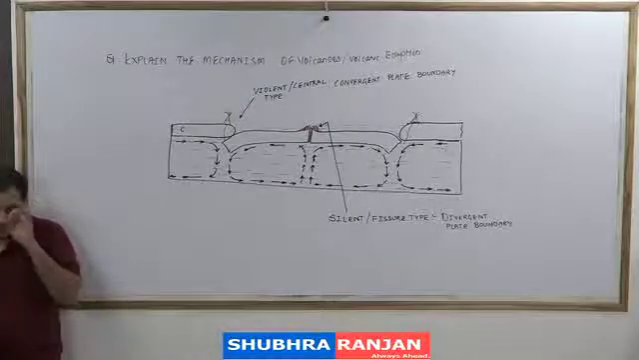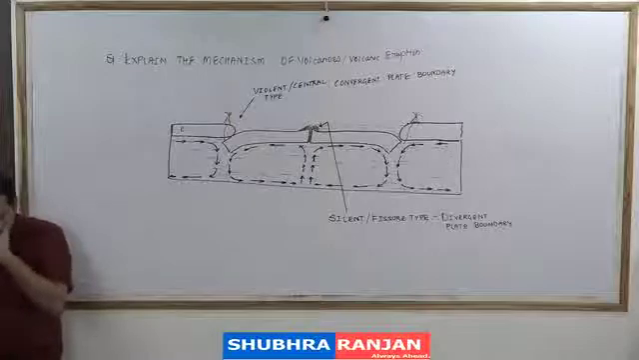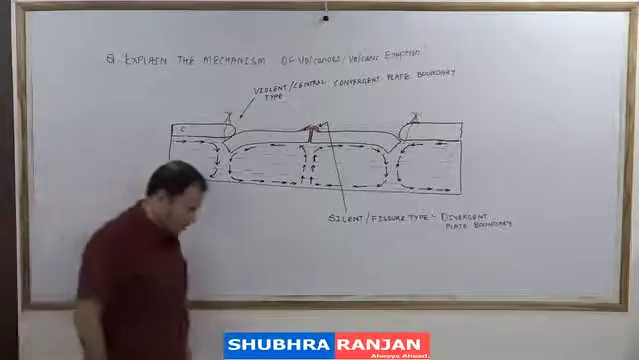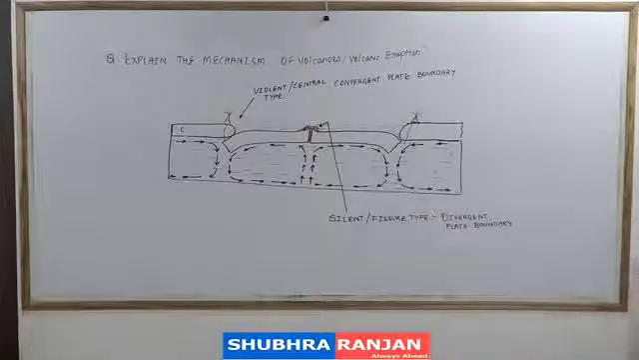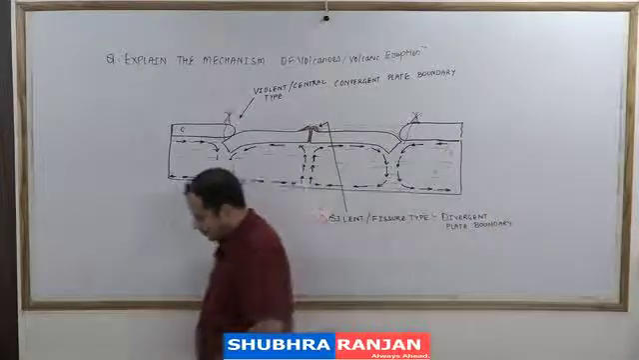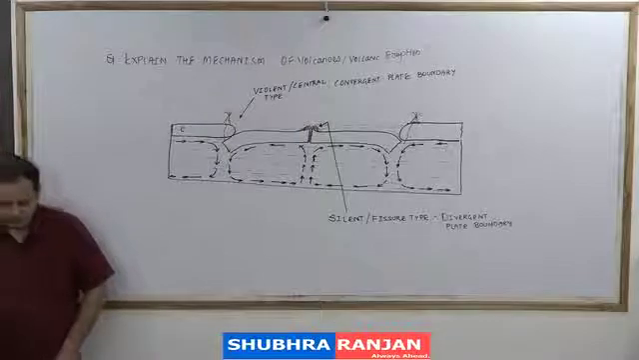So there are basically two types of eruptions. First, eruption associated with convergent plate boundary.